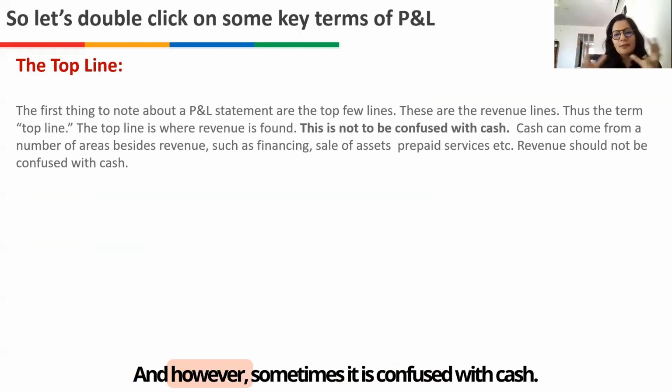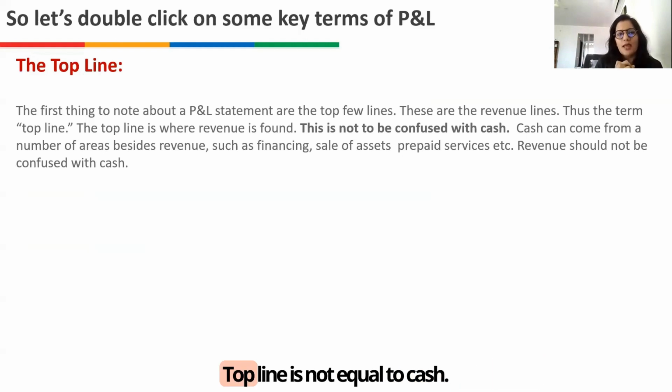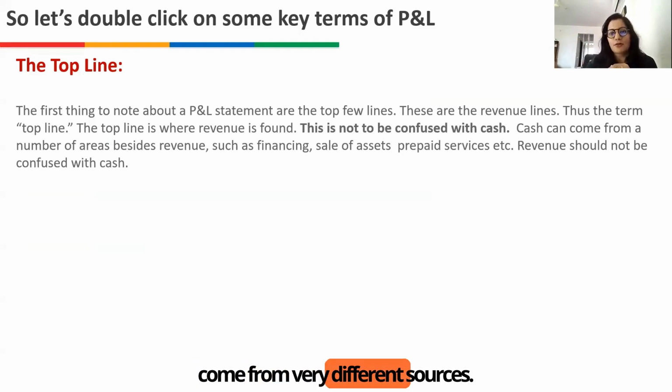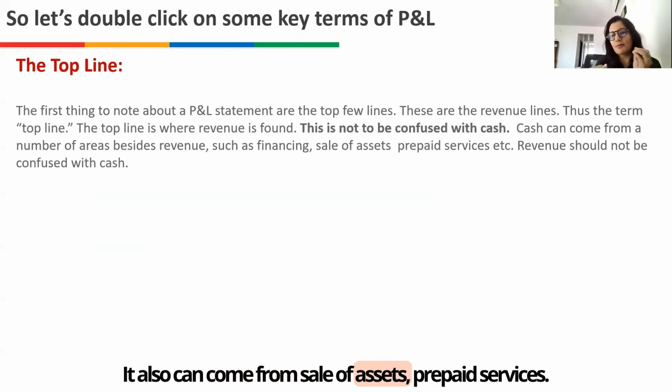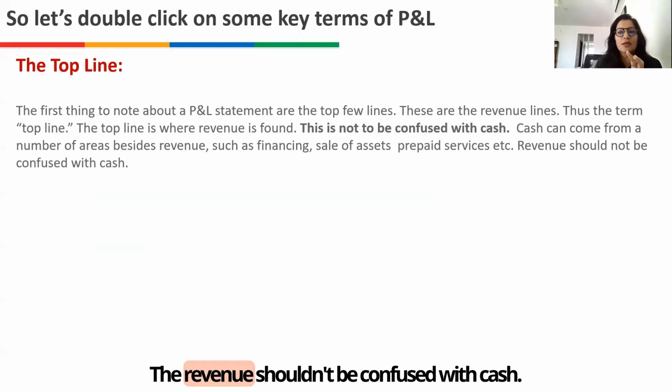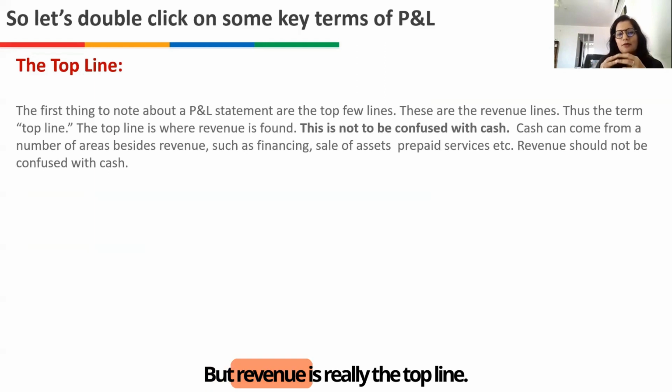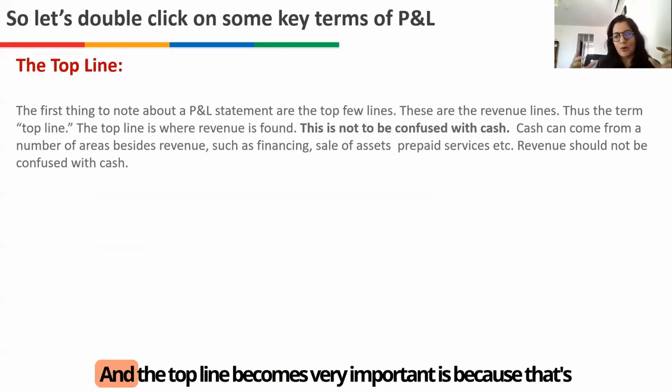However, sometimes it is confused with cash. Top line is not equal to cash. Okay, cash is separate. Cash comes from very different sources. It can also come from revenues, but it also comes from your financing, which is your loans. It can also come from sale of assets and prepaid services. So revenue shouldn't be confused with cash, but revenue is really the top line.